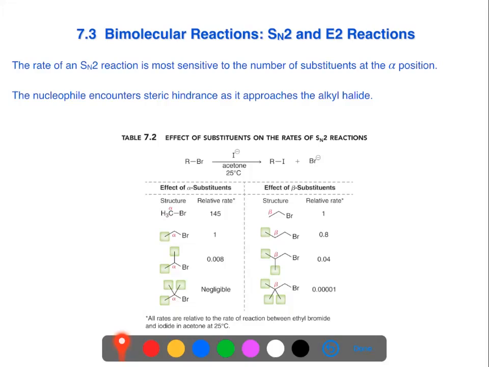Beta substituents also can have an effect. We're going to primarily focus our discussion on the effect of alpha substituents, but yes, if you have substitution around the beta position, even though the beta carbon is not involved in the mechanism, it does in a sense provide some steric hindrance to the neighboring alpha carbon, but the effect is minimal relative to the effect of alpha substituents.